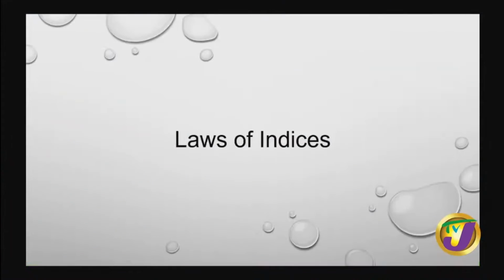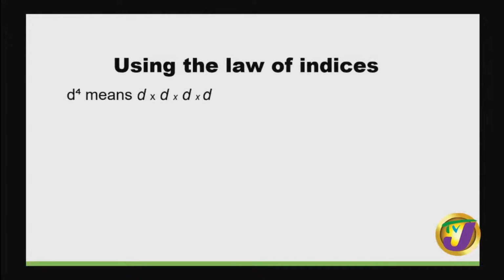All right, great. We're going to look at another thing as it relates to algebra. Laws of indices. So let us look at that. Let us review a little bit. D raised to the power of 4. What does that mean? It means that you're multiplying D by itself 4 times. So we have D multiplied by D, multiplied by D, multiplied by D.